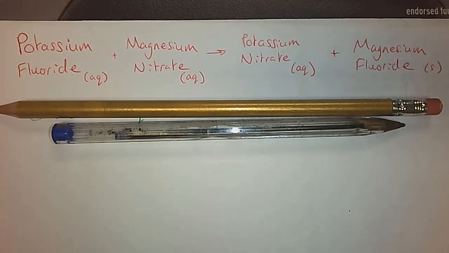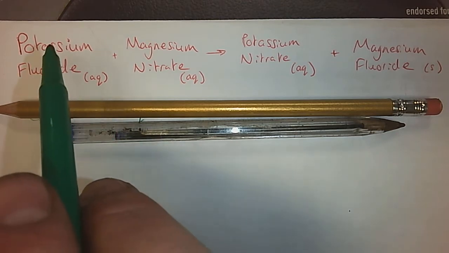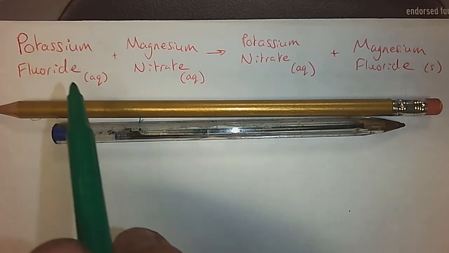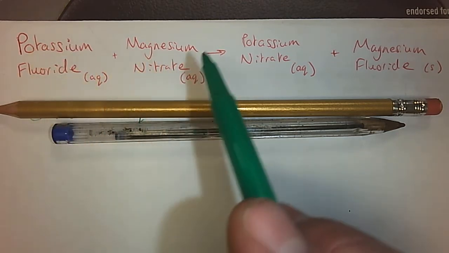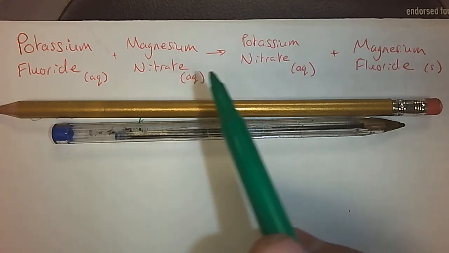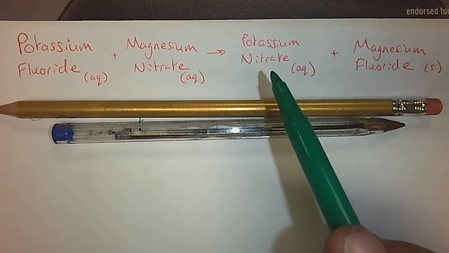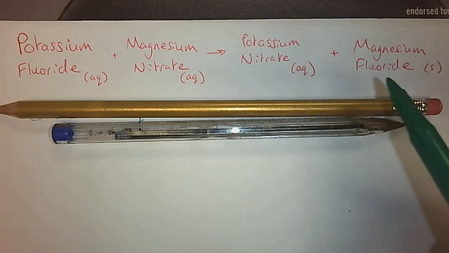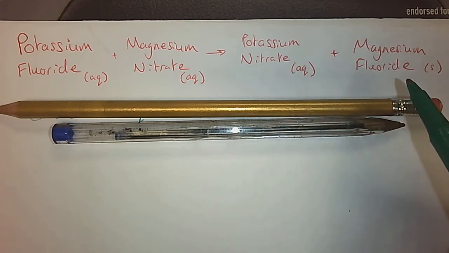It's another displacement reaction. On the reactants side, we've got potassium fluoride, which is aqueous, it's in solution. Magnesium nitrate, also aqueous, aka in solution. And then on the products side, we've got potassium nitrate in solution, and we've got some solid magnesium fluoride.